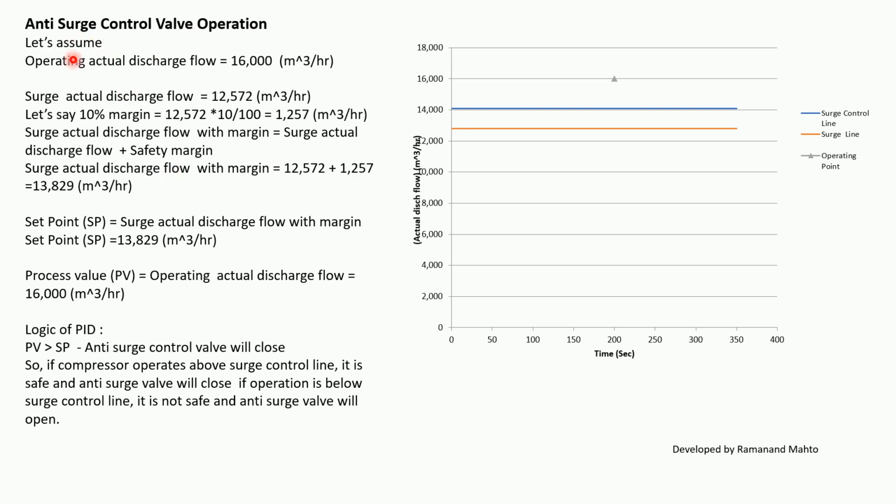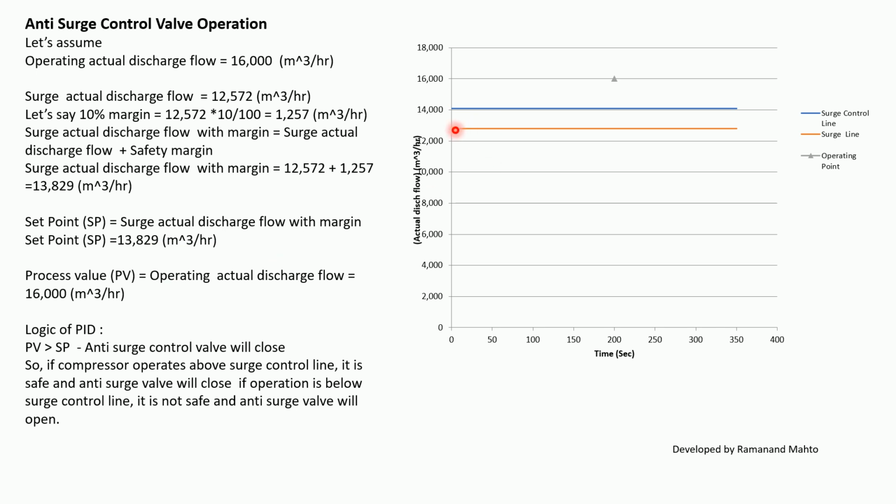So, anti-surge control valve operation. Let's assume the operating actual discharge flow is 16,000 meter cube per hour. Surge actual discharge flow is 12,572 meter cube per hour. Let's say 10% margin, so 12,572 into 10 by 100 is 1,257 meter cube per hour. Surge actual discharge flow with margin will be surge actual discharge flow plus safety margin, which comes to 13,829 meter cube per hour. So the set point will be the surge actual discharge flow with margin, 13,829 meter cube per hour. The process value is the operating actual discharge flow, 16,000 meter cube per hour.